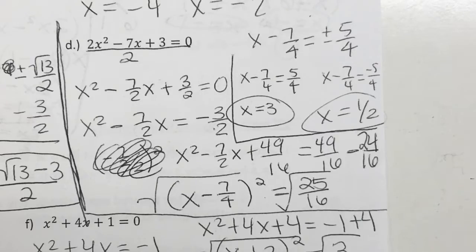Sweet. So what's the square root of this side going to be? Good. On this side? One thing missing. Good. Plus or minus. Square root of 49 is 7. Square root of 16 is 4. I'll come back over here now and write on the whiteboard.